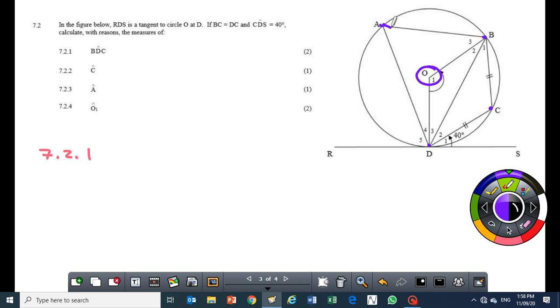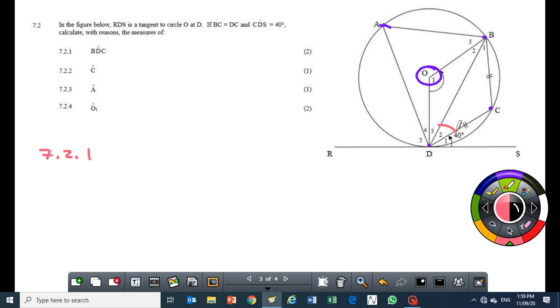So, BDC. We have BDC. It's this angle inside the triangle BCD. To get this angle, we are told that CD is equal to BC, which means that triangle is probably isosceles. But you don't give isosceles as a reason. The reason is angles opposite equal sides or sides opposite equal angles. Those are the two reasons. But here we are dealing with angles.